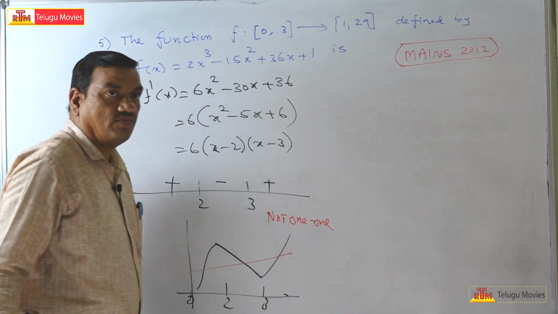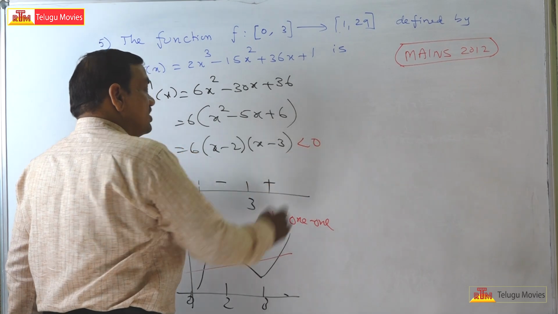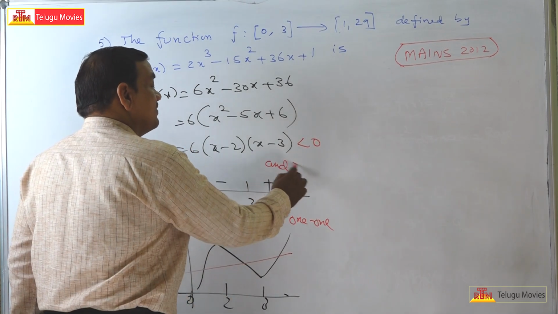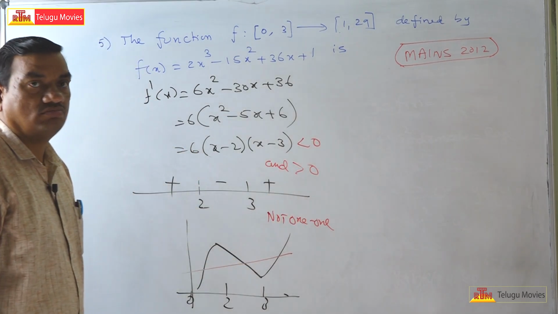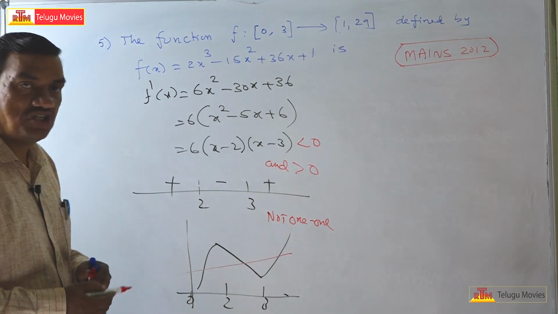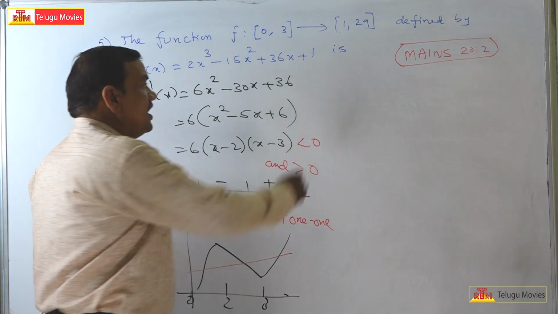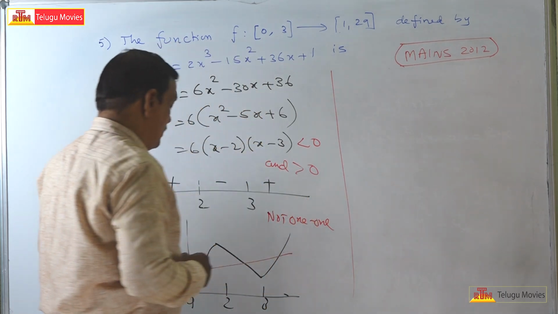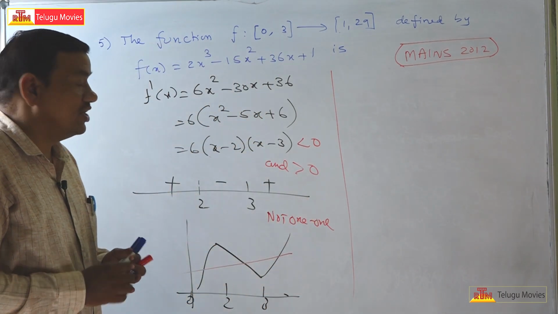Why? Because for some values f' is less than 0 and for some values it is greater than 0. It is not strictly less than 0 or strictly greater than 0. Therefore, it is not a one-one function.